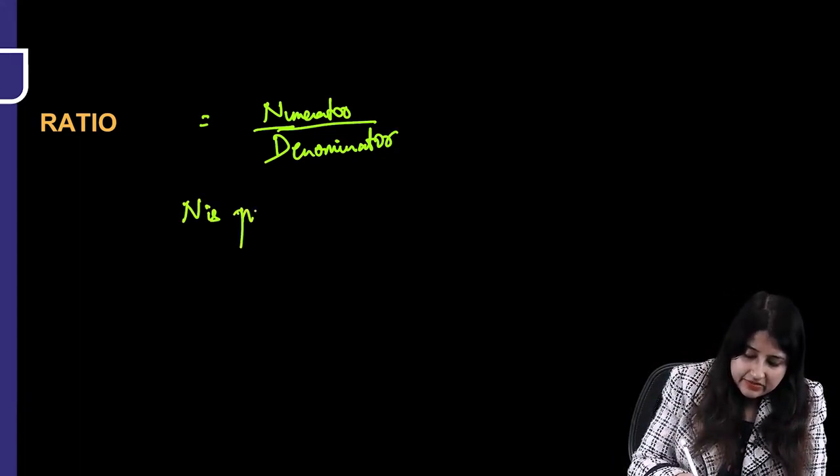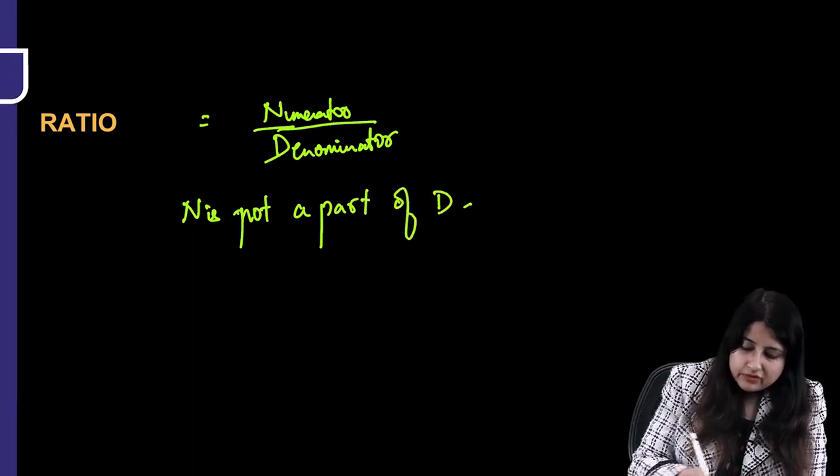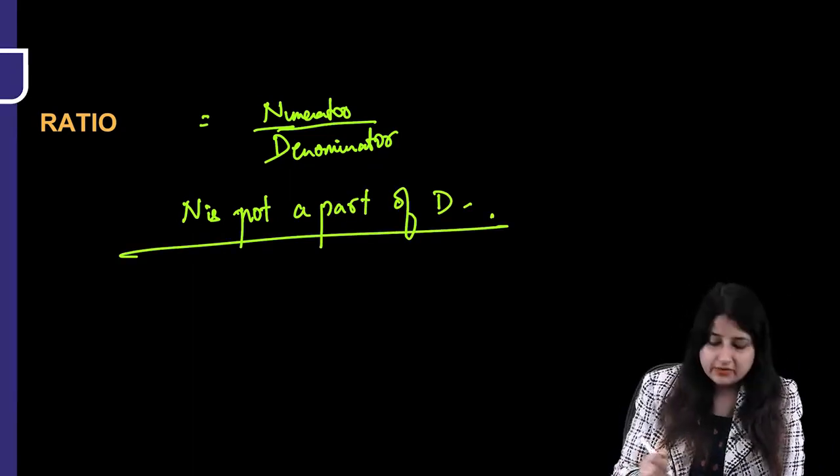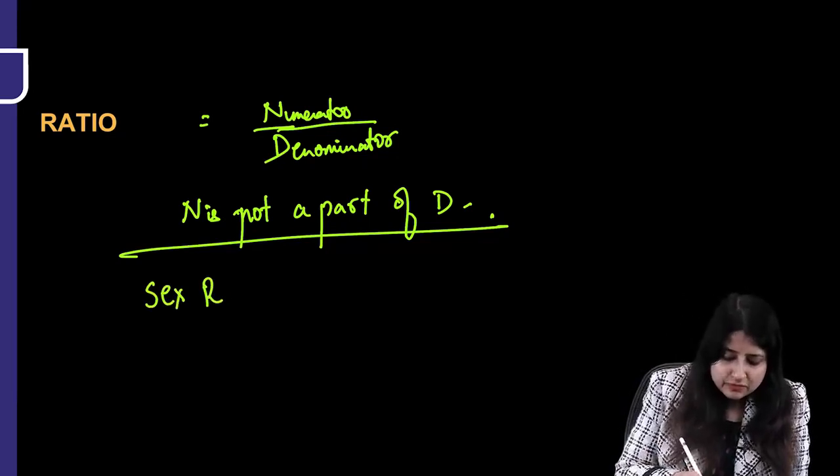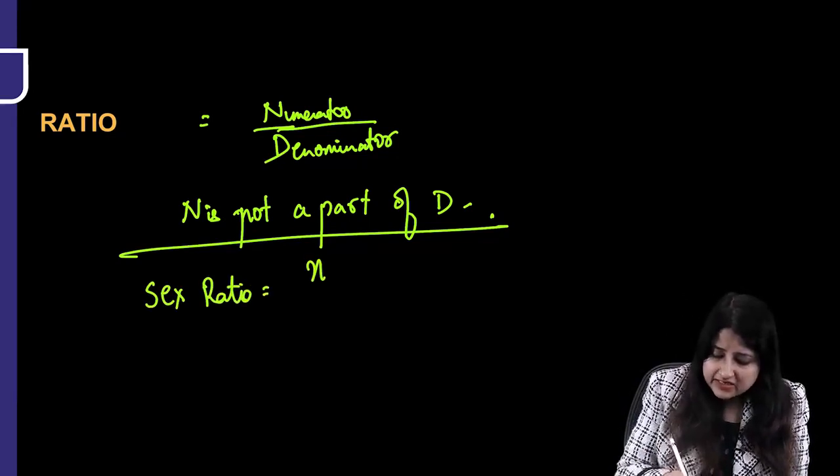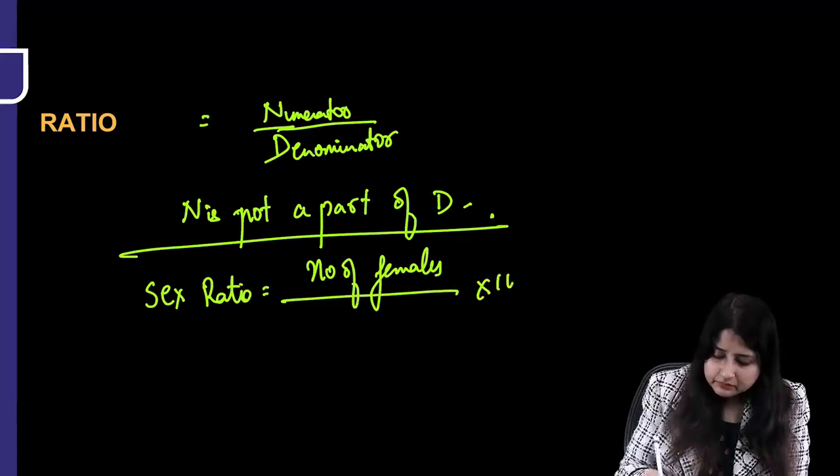N is not a part of D, means numerator is not a part of denominator. Like we have discussed before, sex ratio. What is sex ratio? It is nothing but number of females per 1000 number of males.